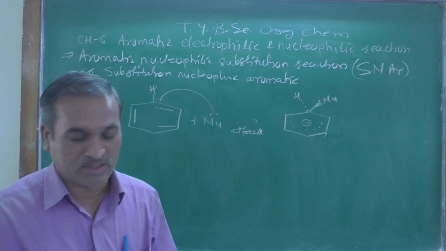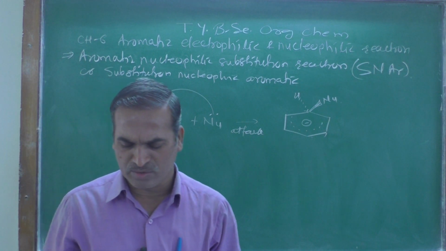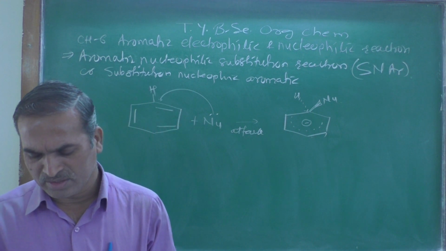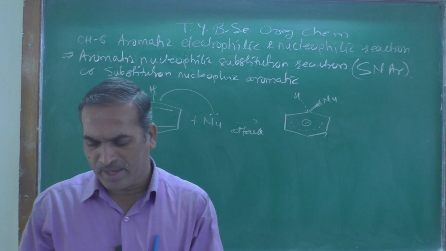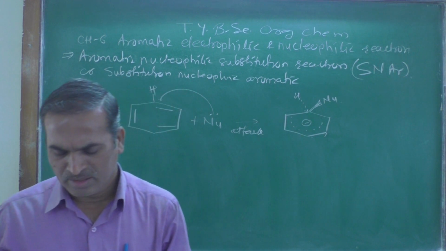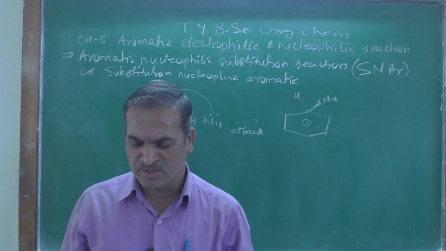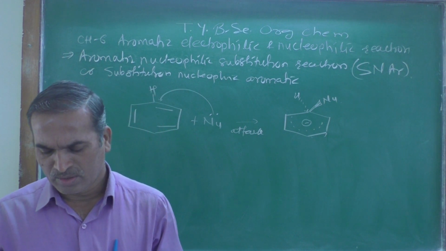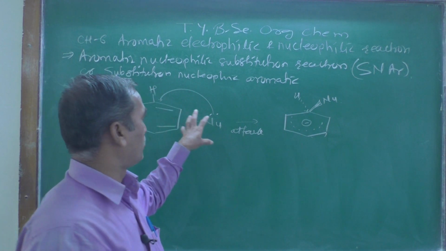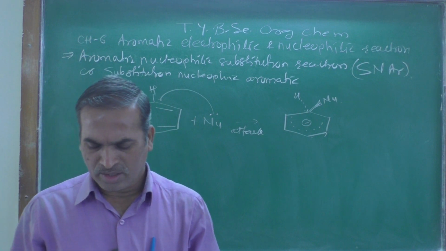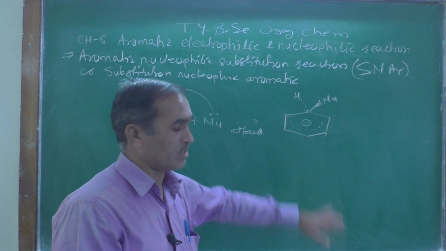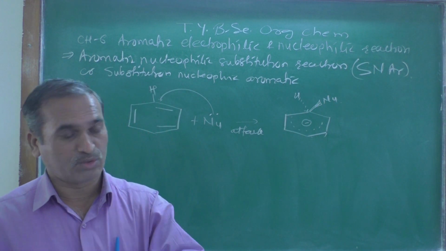So it is very difficult, because of the two reasons we have just seen. Number one, the pi electron cloud of the benzene nucleus is likely to repel the approaching nucleophile. The second reason, the pi electron system of the benzene nucleus is much less capable of delocalizing the two extra electrons in the negatively charged intermediate, which is a carbanion, and so it is very difficult.